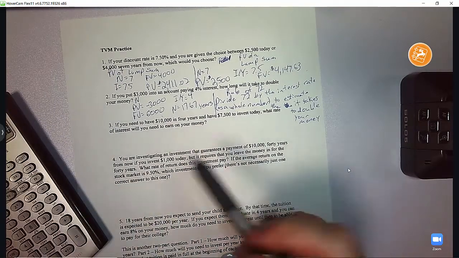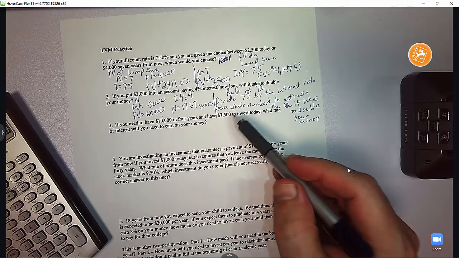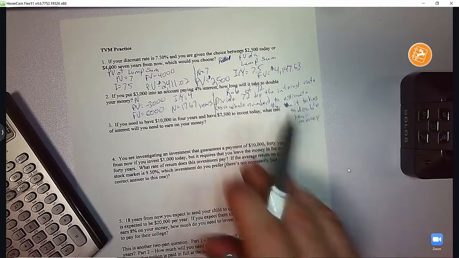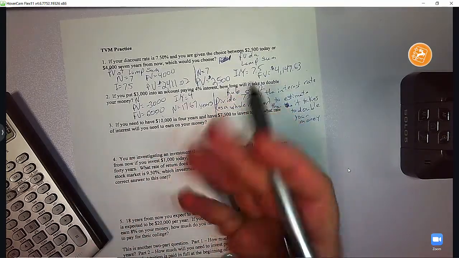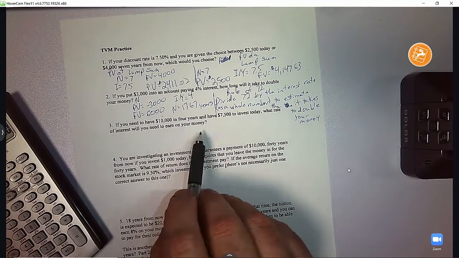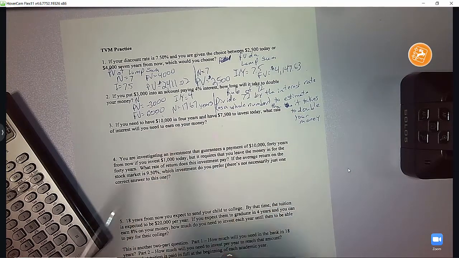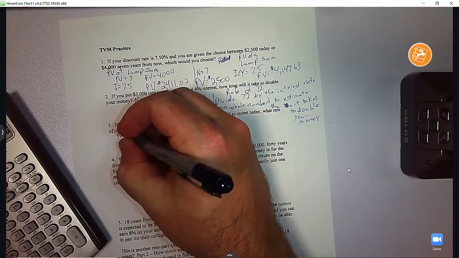The next question says, if you need to have $10,000 in 4 years and have $7,500 to invest today, what rate of interest will you need to earn on your money? So now, obviously, we're trying to solve for the interest rate. We have our present value, $7,500, our future value, $10,000, and our time is equal to 4 years. So N is equal to 4.